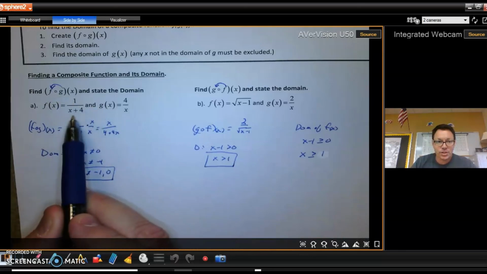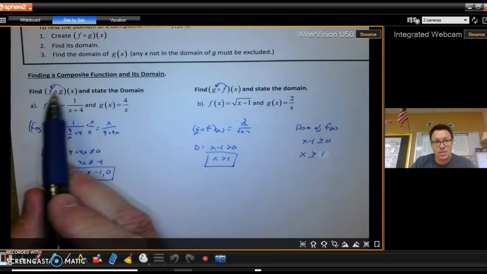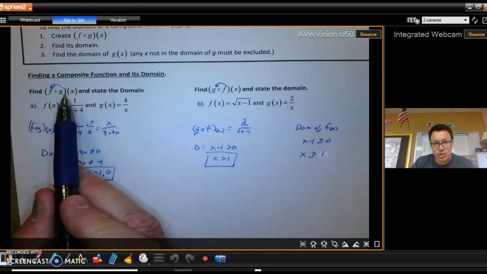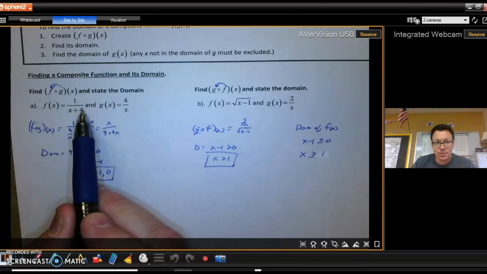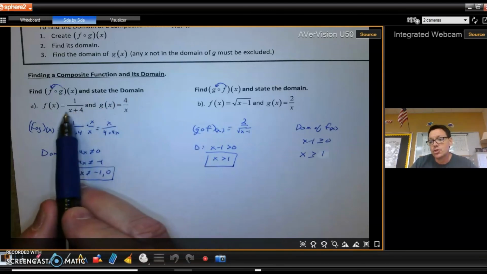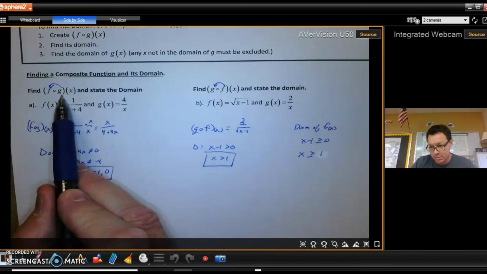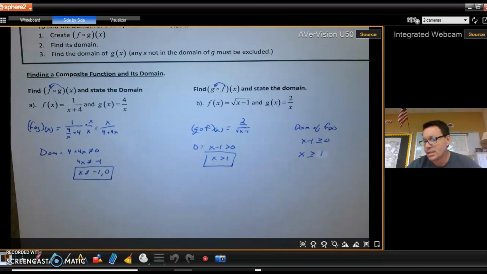F has a restriction that x could not equal -4, but guess what? X can equal -4 in this composition, because that -4 gets placed into g first, and then that answer gets plugged into f. So don't look at that function, look at the first function that got placed into the other one, and look at the new one you made. Okay? Take a look at your worksheet, and let me know if you have any trouble with this.